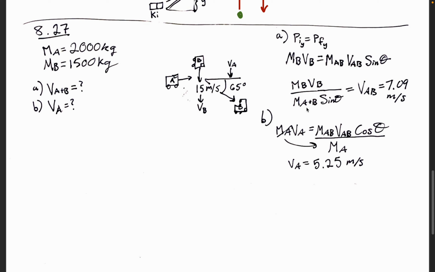And then we move on to part B, which is what was the velocity of A. We do the same thing, except we take momentum initial in the x direction. So in the x direction, we have mass A times velocity A, which we don't know, equals this other component. Now we have mass AB times velocity AB, we have both of those now, times the cosine of theta. You can divide both sides by the mass of A and find that the velocity of A is 5.25 meters per second.